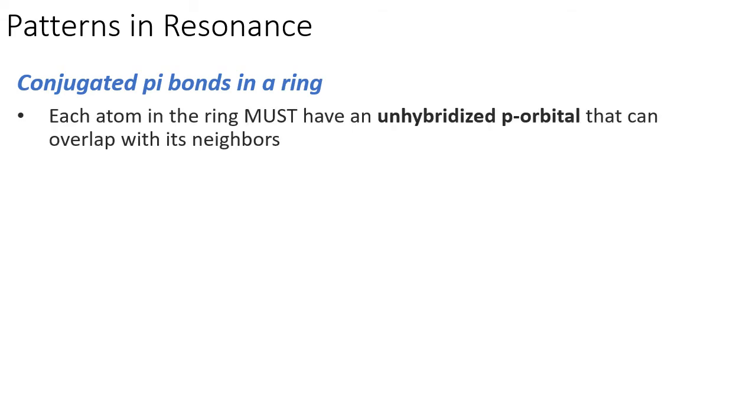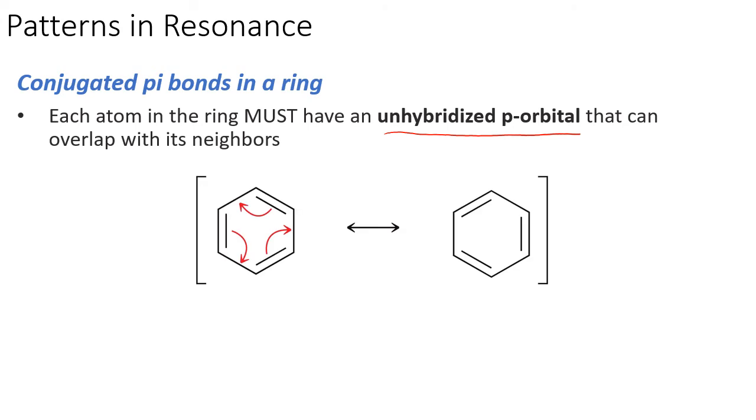The last pattern of resonance is when you have conjugated pi bonds in a ring. The only example that we're going to look at right now is that of benzene. If you have this, every atom in the ring must have an unhybridized p orbital that can overlap with its neighbors. So you're going to have a bunch of single and double alternating bonds.